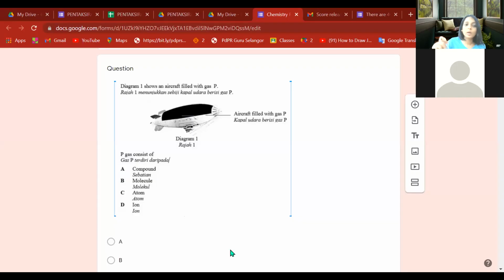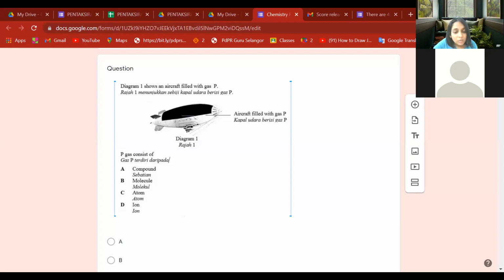Okay, so diagram 1 shows an aircraft filled with gas P. What is gas P, do you think? What do I fill in an aircraft? What gas do I put in an aircraft?